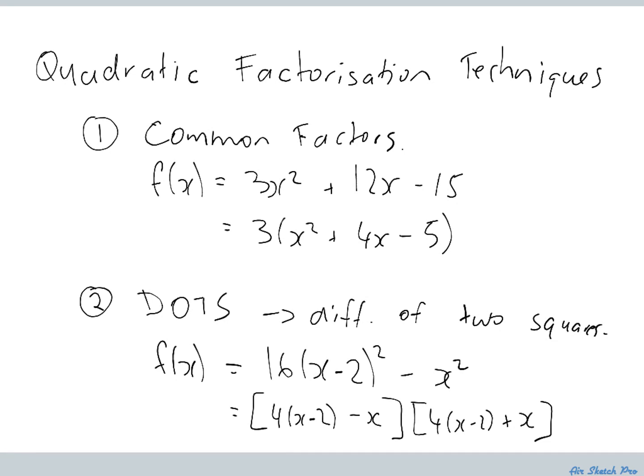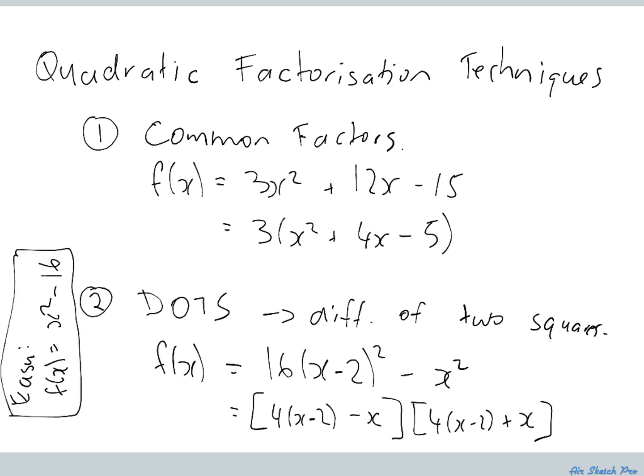Okay? Difference of two squares. You should be able to recognise hard ones like this, or easy ones like this. I'll do it on the side there. An easy one. There you go. F of x equals x squared minus 16. X minus 4, x plus 4. That's its factorisation. Okay? Nice, isn't it?